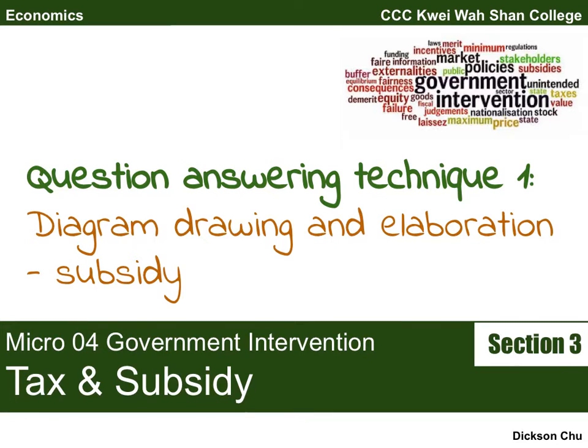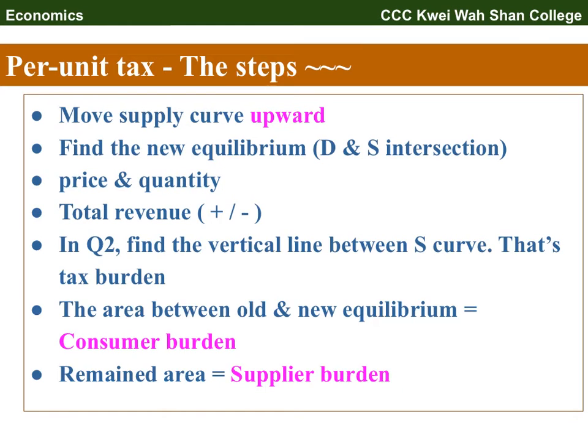Oh, so in this video we are going to talk about how to deal with the tax questions. So we need the diagram drawing and we need to learn how to do the elaboration. Here are some steps that we have to follow when we're doing the questions. So in the diagram, we have to move the supply curve. We know that the supply changes first. After the supply change, we have to find the equilibrium determined by the demand and supply intersection.